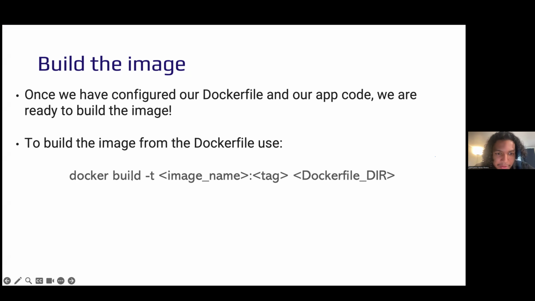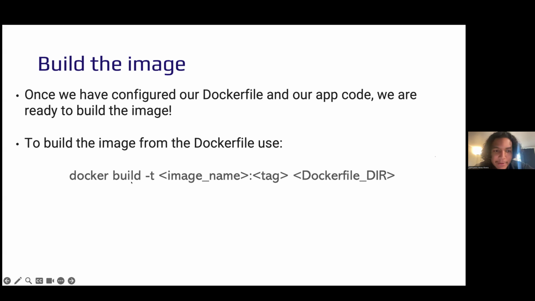It's docker build dash t for tag. And then we'll give our image a name, separated by a colon and then a tag. The image name can be anything you'd like, but it should be something informative so that we can reference it later. The tag can be sort of like a version number, so you can use something like v0 or v1 or latest. And then there'll be a space here, and then you'll point to where your Docker file is.